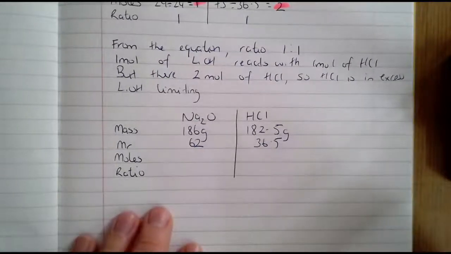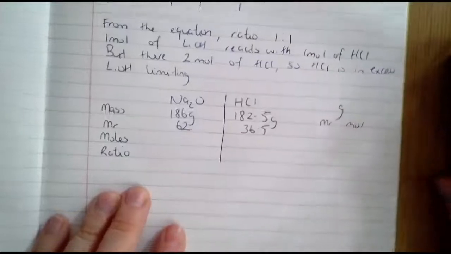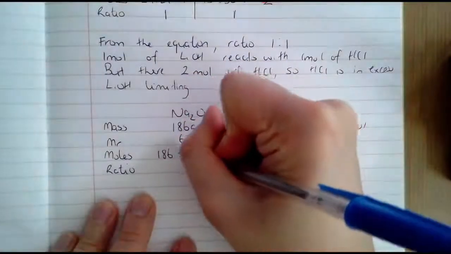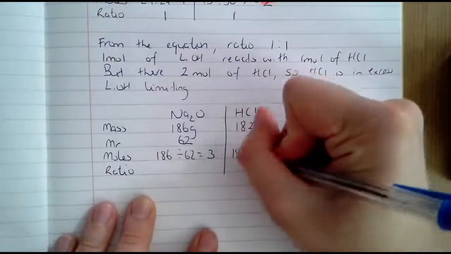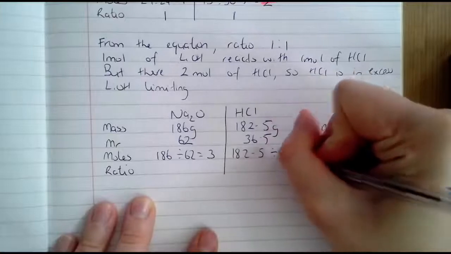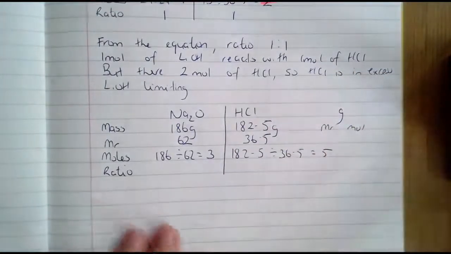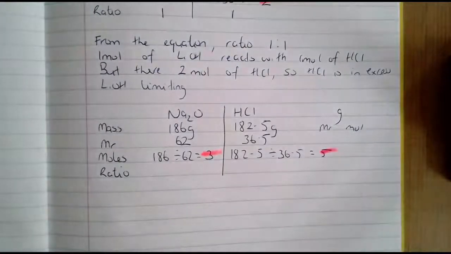So in order to find my moles, again I'm using my g Mr moles, and this is the easiest part of it. I'm just dividing 186 by 62, and my answer is 3. For HCl, I've got 182.5 divided by 36.5, and my answer there is 5. So these numbers represent the number of moles that I've got, and they get me my first 2 marks.